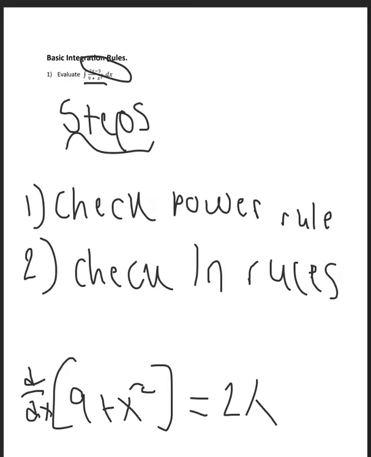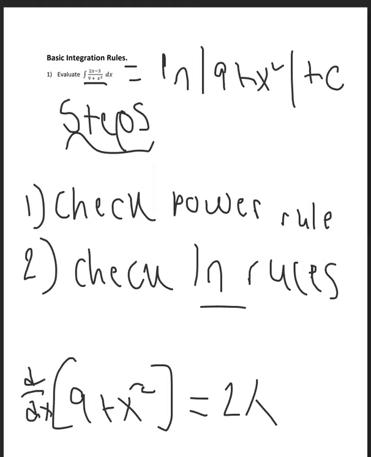So this one, I don't think it would work. I want to show you how to do it, but as you can notice, for this particular problem, the 2x is there, but the -3 is also there. And since that's not the exact derivative, we can't just say that the integral of this is the ln rule, which is ln of 9 plus x squared plus c. That's why that one doesn't work. So that's not the answer.